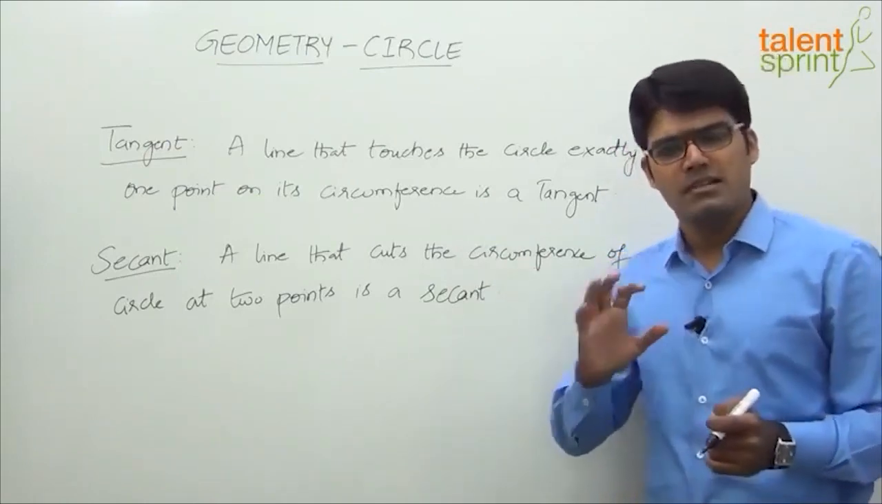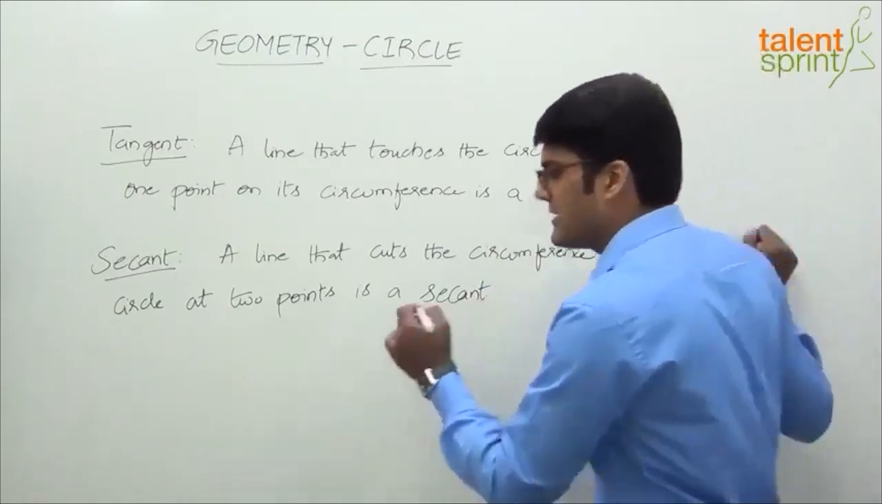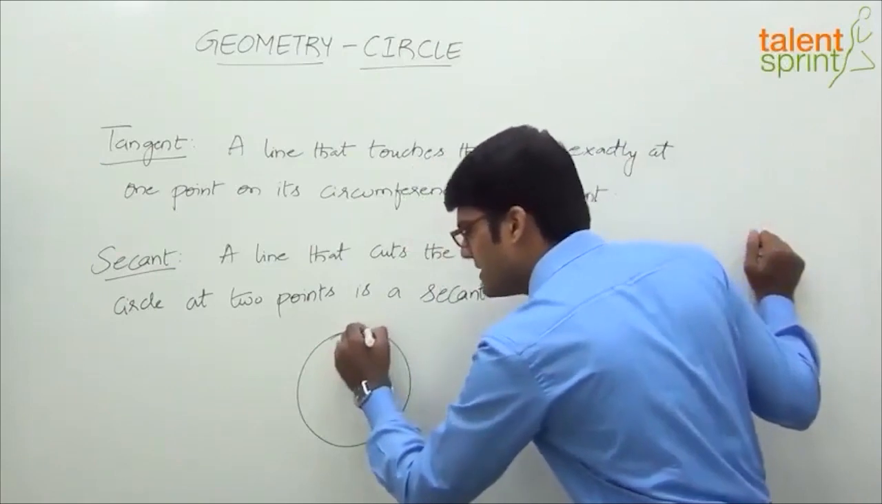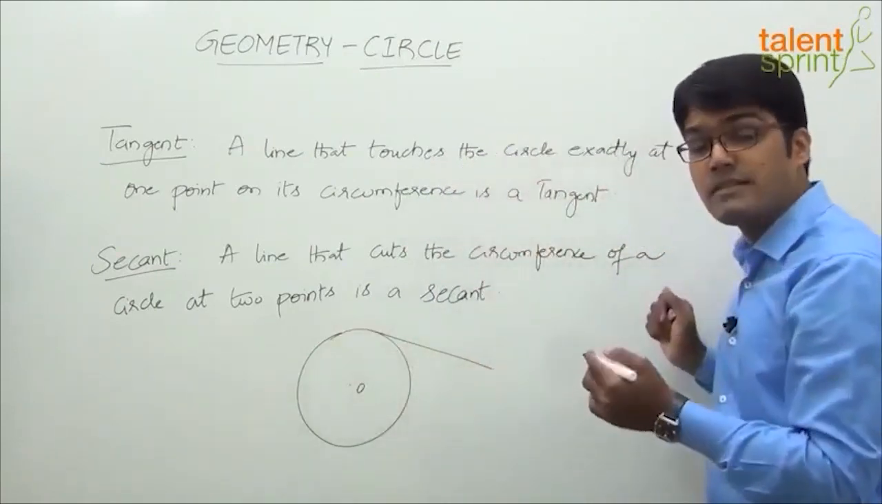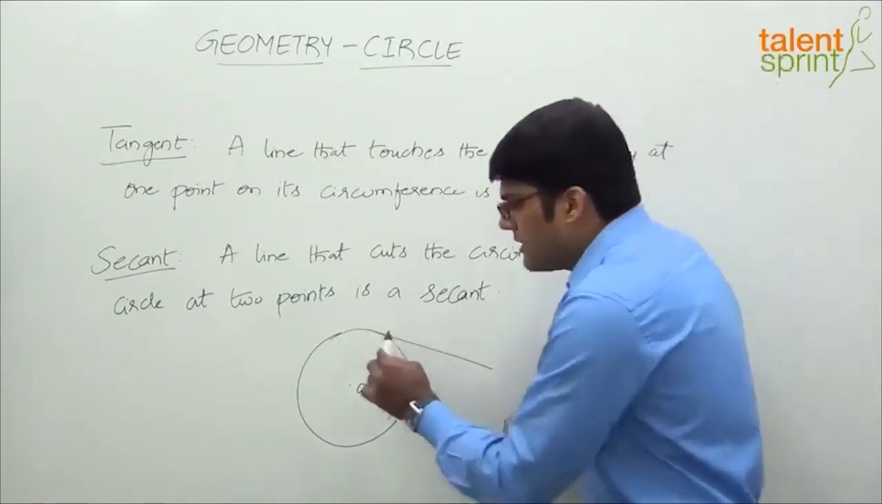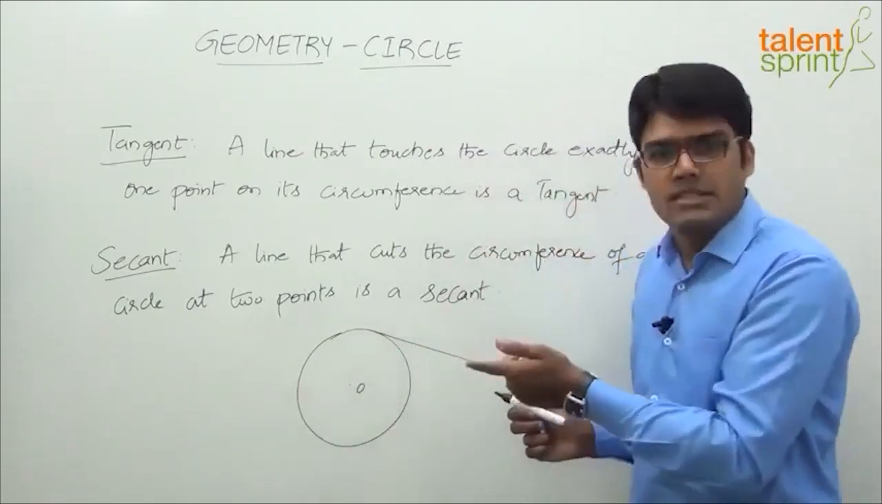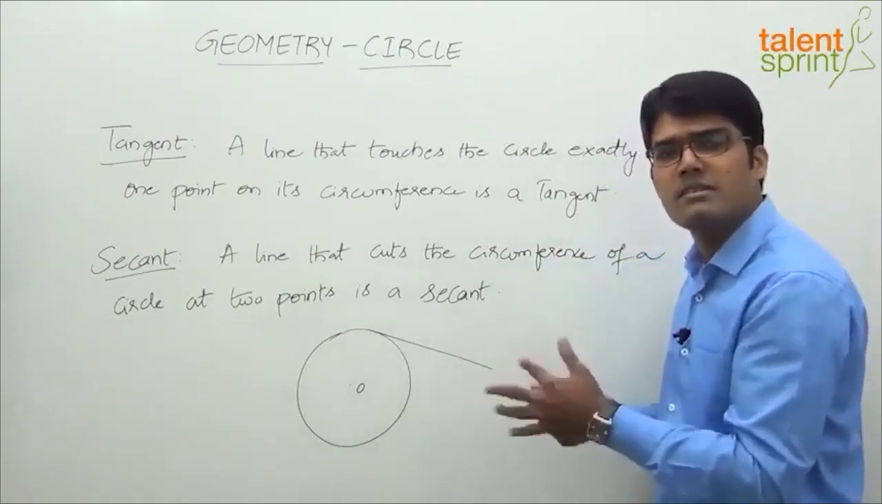If you look at the basic representation of tangent and secant with the help of a diagram, it is as follows. Let's say this is a circle with center O. Now what is a tangent? A tangent touches the circumference at any one point. And there are infinite tangents. How can we say that? A circle is made up of infinite points, and at each point we can have a tangent. So infinite points, infinite tangents.